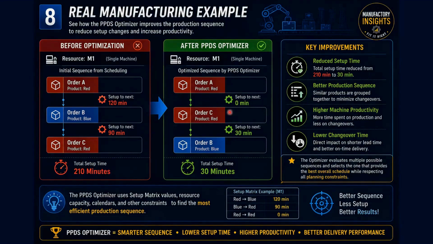As a result, setup times are reduced. The machine spends more time producing and less time performing changeovers. This leads to better machine utilization, shorter production lead time, and a more efficient production schedule. This is one of the biggest advantages of the PPDS Optimizer.